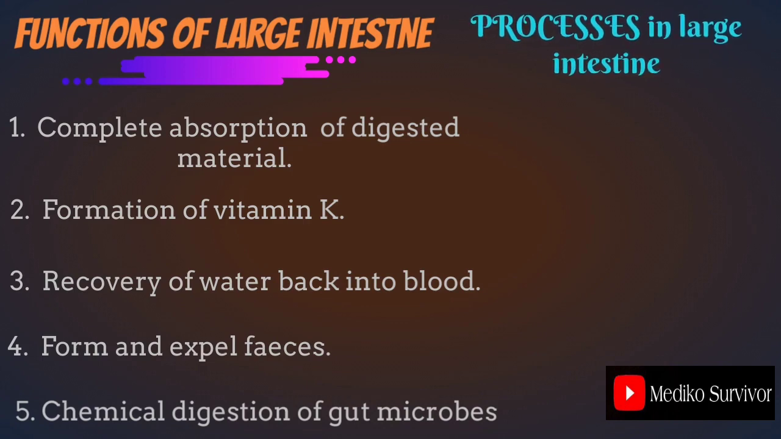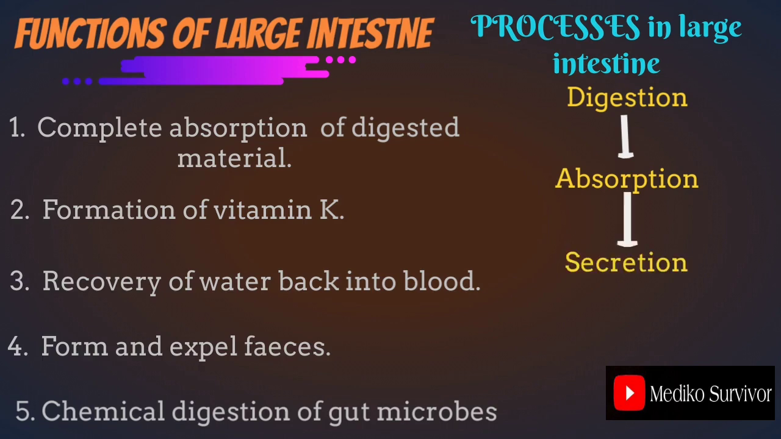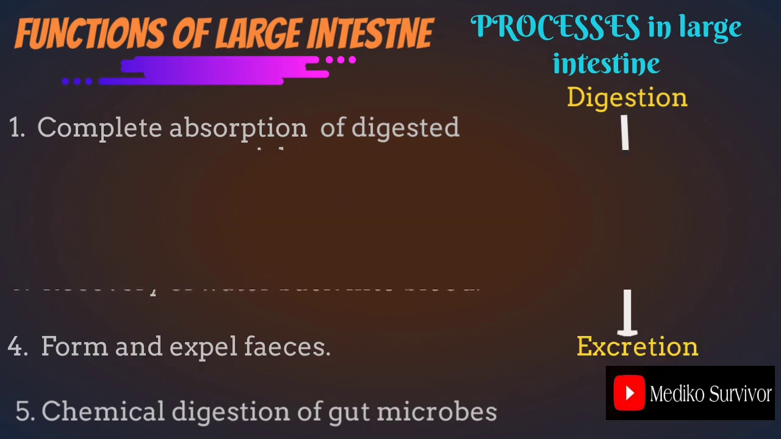Processes in large intestine include 1. Digestion, carried out by microorganisms of the colon, which act on undigested and unabsorbed residue from the small intestine. 2. Absorption. All carbohydrates, proteins and fats are already absorbed in the small intestine. Only water and glucose are absorbed in the colon. 3. Secretion. Mucin is the only secretion. It lubricates the colon and facilitates passage of fecal matter. 4. Excretion. Iron and some purgatives are excreted in the large intestine.